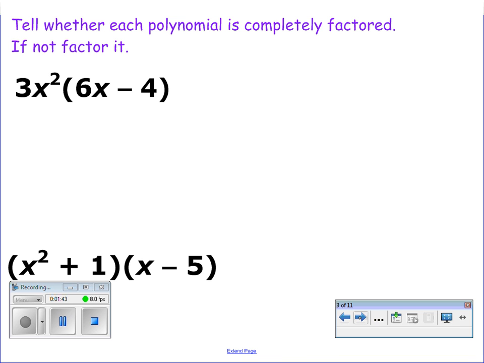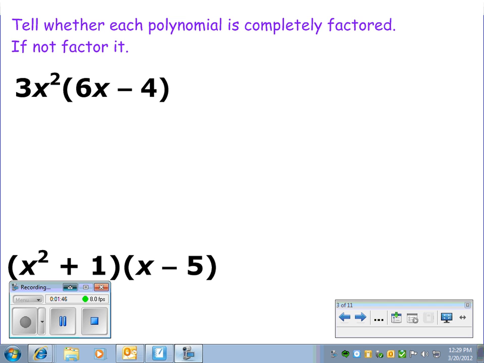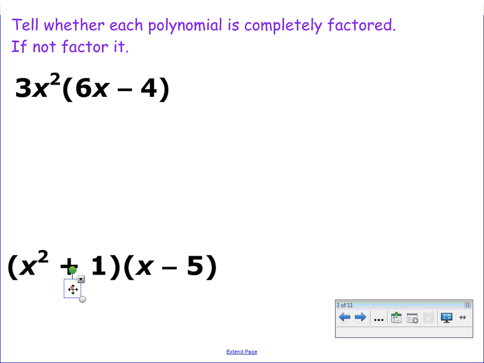Okay, so in these first couple problems, we're just going to simply decide if the problem can be factored any more than what is already done. Okay, so we had this problem, 3x squared times (6x minus 4). It looks like potentially it may be factored as much as possible. But when you look at this right here, 6x minus 4, you notice that there is a factor of 6 and 4 in common. And that factor would be 2.